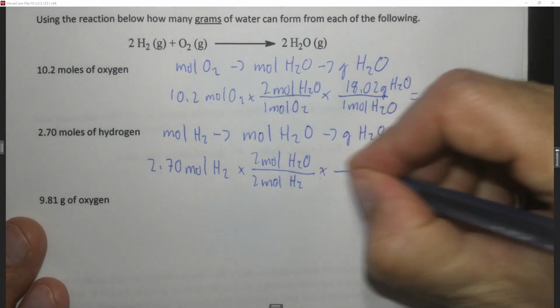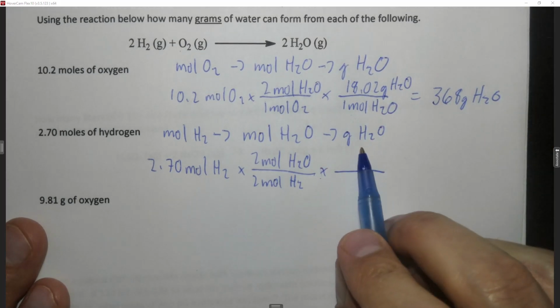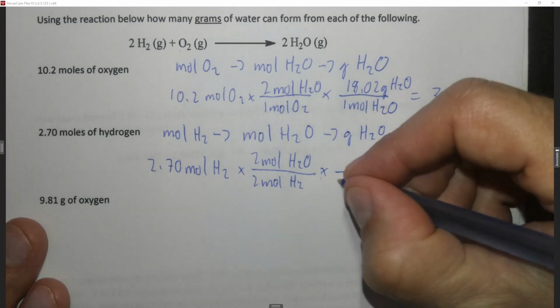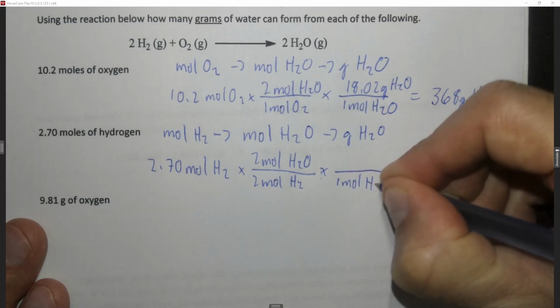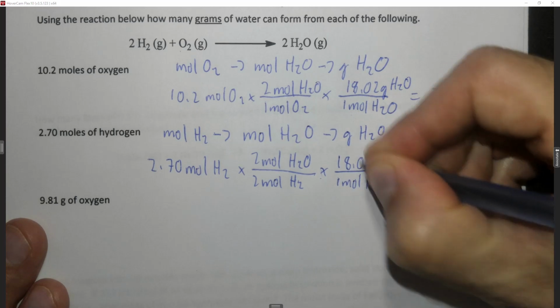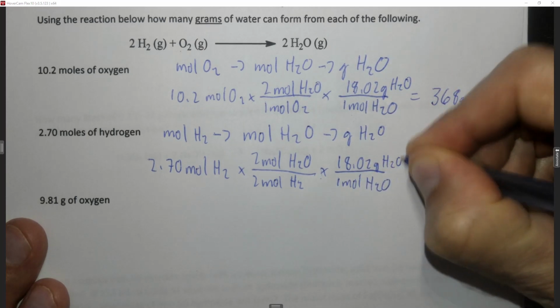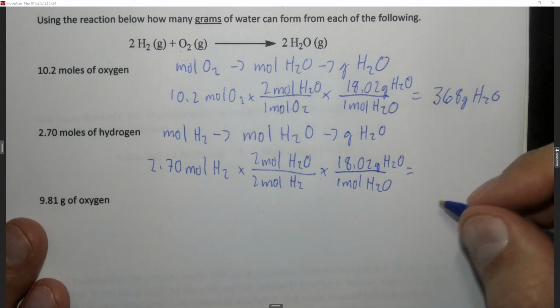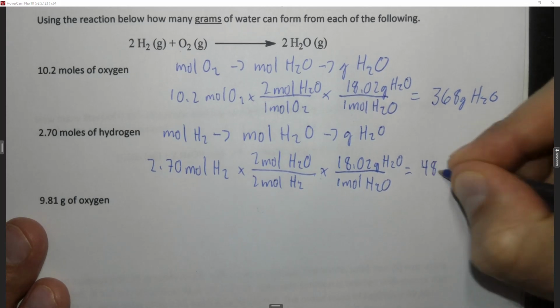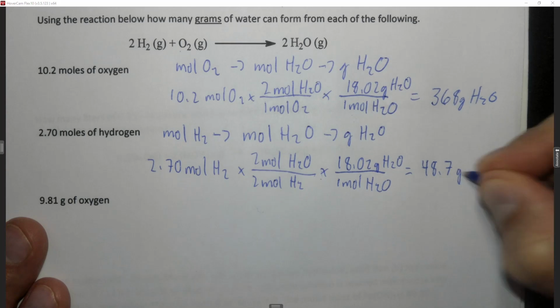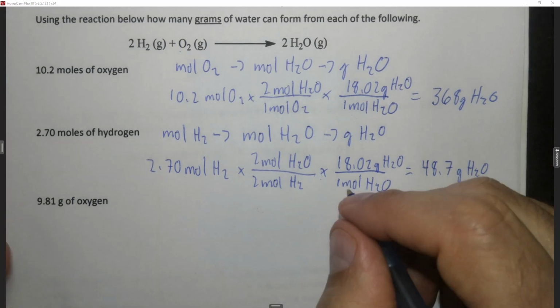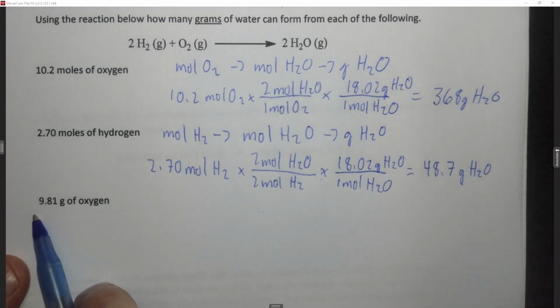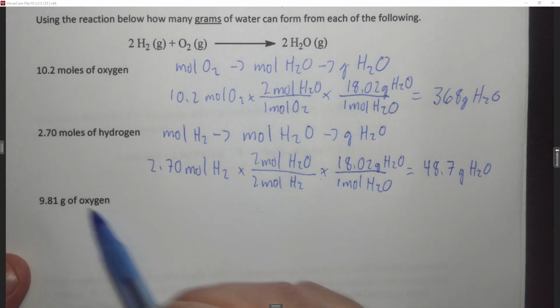All right, now we want to convert from moles of water to grams of water. Just like before, we're going to use the molar mass. So we put the 1 mole of the water on the bottom and the 18.02 grams of the water on top. Multiply by the top, divide by the bottom, 3 sig figs, and when we do that, we get 48.7 grams of H2O. All right, last one. We're starting with 9.81 grams of oxygen.